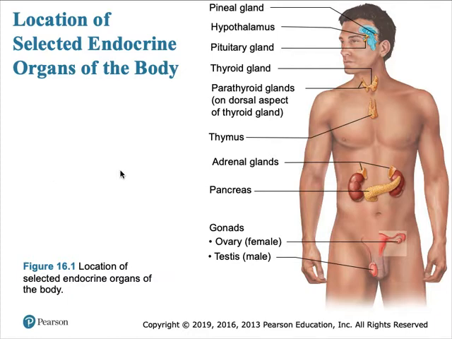And so here's kind of a general overview. You can see the testes and the ovaries, which would be the gonads. You can see the pancreas, the adrenal gland, which sits above either kidney, the thymus, the parathyroid gland, which is right behind the thyroid. Here's the thyroid. And then the pineal gland and the hypothalamus and the pituitary gland, which are all in the brain or right adjacent to the brain.